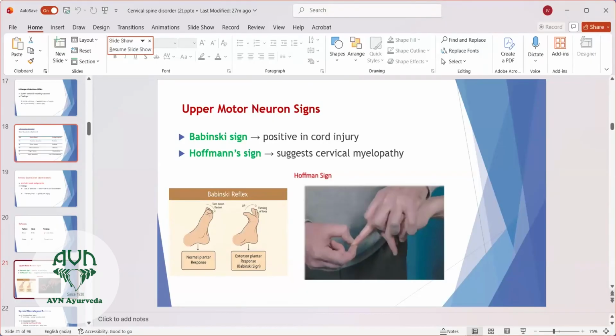In later onset of injuries, the upper motor neurons are affected and the Babinski sign will be positive, that means dorsiflexion of the big toe. Also the Hoffman sign suggests cervical myelopathy, a later onset myelopathy. When we flick the middle finger, the index finger and thumb will automatically move. That is the Hoffman sign, usually seen in cervical myelopathy.